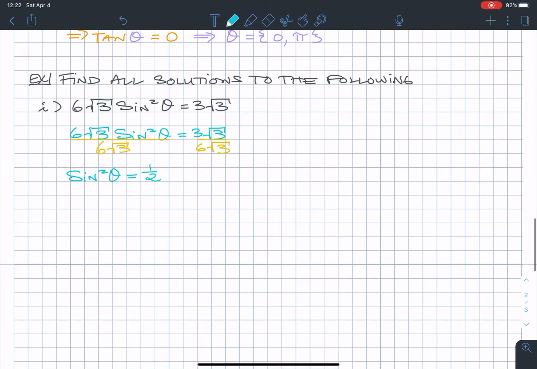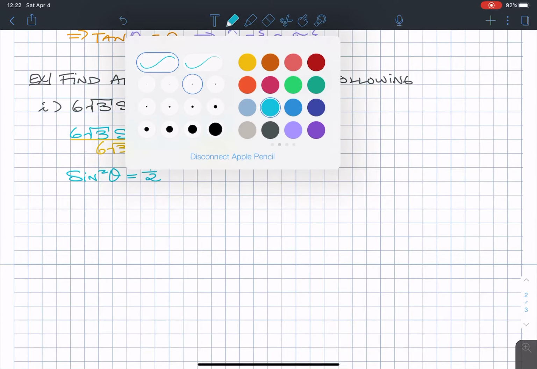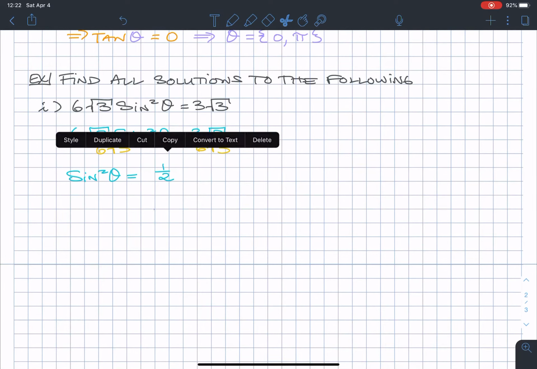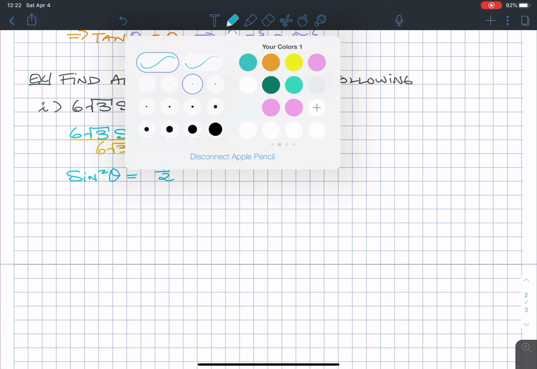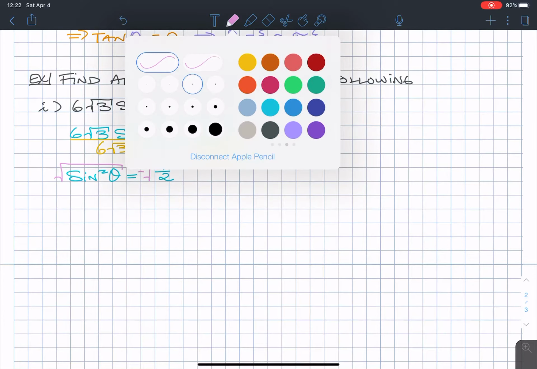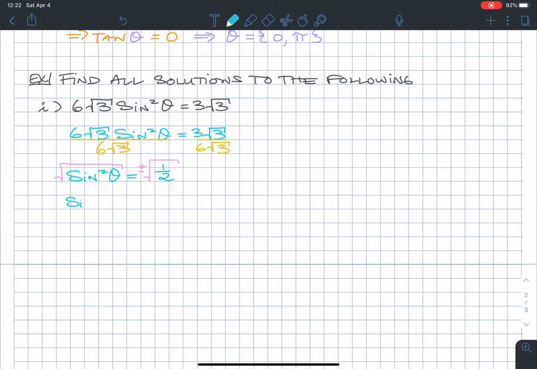Okay, so now I can take the square root of both sides. So let me go ahead and move this over a bit. So when I take the square root of both sides, remember, we have to do plus or minus the square root. So I have that sine of theta will be plus or minus, well, 1 over root 2, which is really plus or minus square root of 2 over 2 when rationalized.